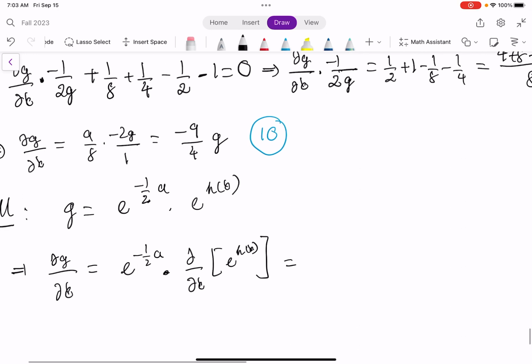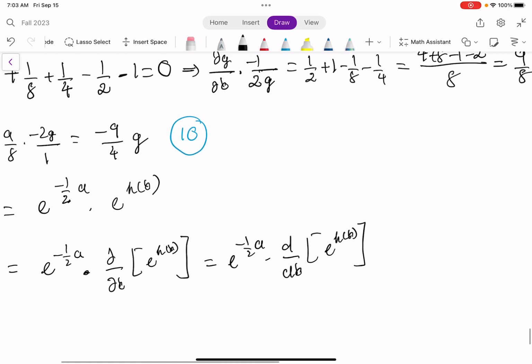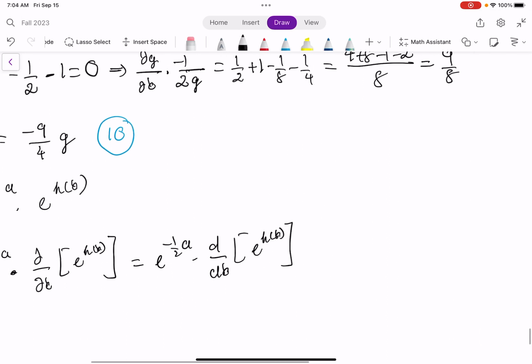So this would be a normal derivative, right? Why am I converting from partial to ordinary derivative? Because e to the power hb is just a function of b. Okay, you see what I'm saying? So there's no partial derivative of b. The partial derivative with respect to b is also the full derivative, because e to the power hb completely belongs to b. So you just do it normally.